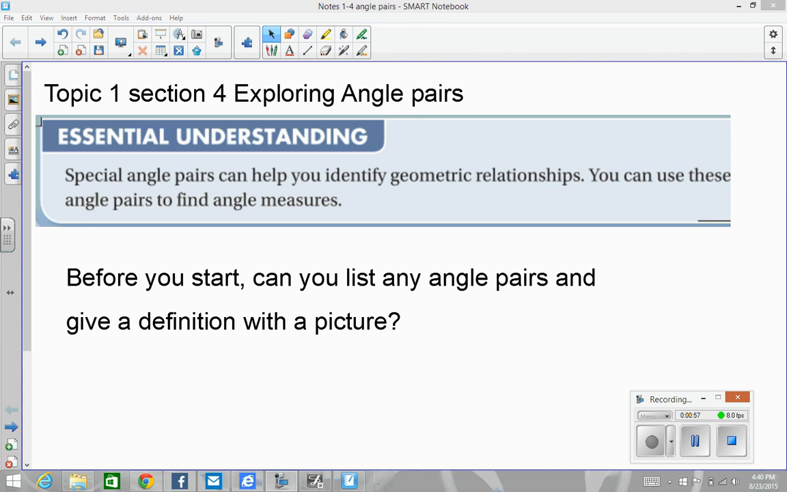Okay, so now that you've started the video back up again, we're going to try to go through all the different angle pair things that there are, and let's see if you have these things in your data dump or you don't.